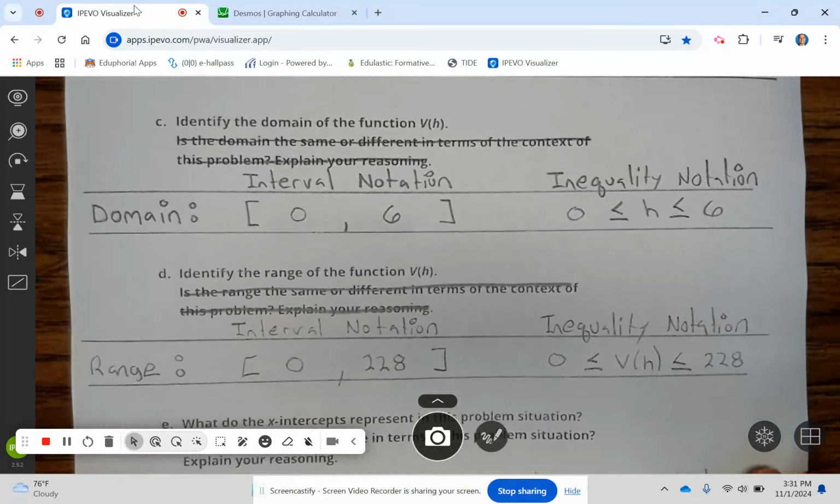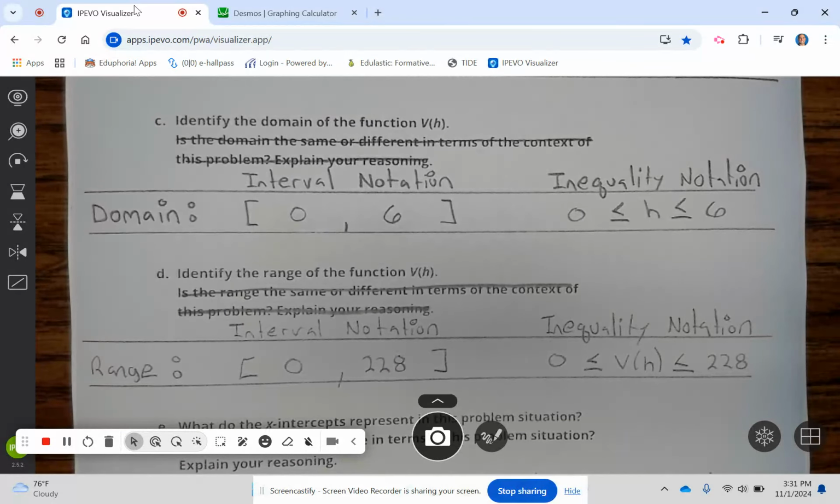Let's take a look at C and D. Identify the domain of the function V(h). The domain in interval notation is [0, 6], or in inequality notation 0 ≤ h ≤ 6. D. Identify the range of the function V(h). The range in interval notation is [0, 228], and in inequality notation it is 0 ≤ V(h) ≤ 228. Go ahead and complete C and D.